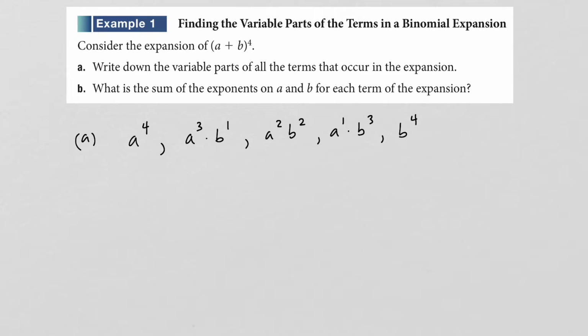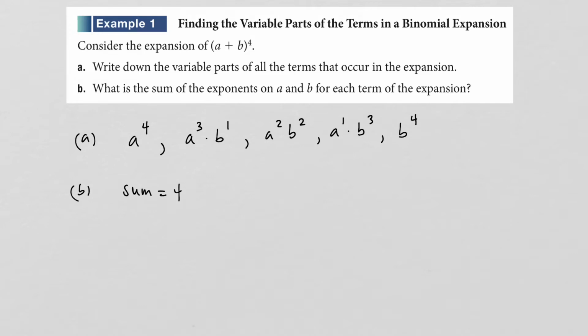Now, I'm not expanding this, I haven't multiplied it, because I don't know what the coefficients are going to be for this. We're going to talk about that in a minute. But for part B, it says, what is the sum of the exponents for a and b? And again, we just mentioned that, but if you add the exponents for a and b in any one of these terms, the sum is always 4.